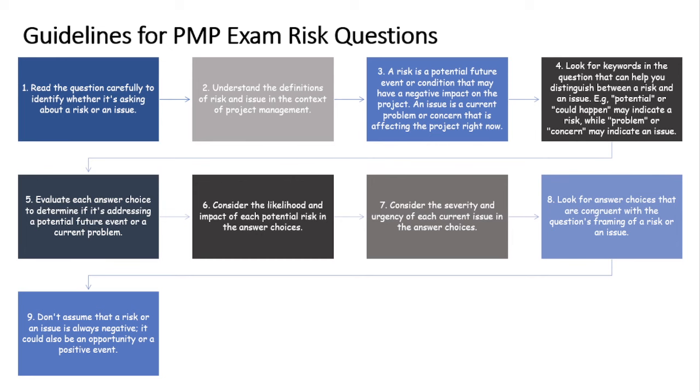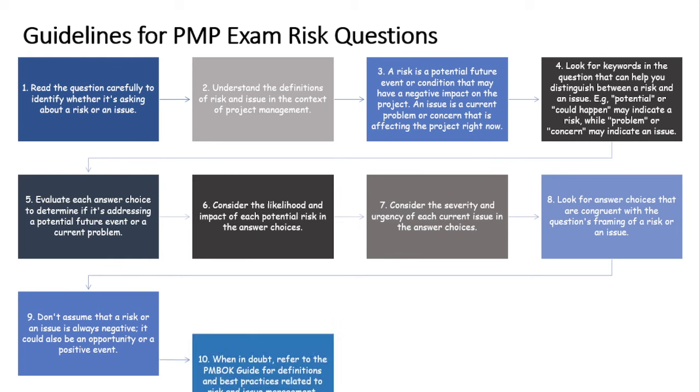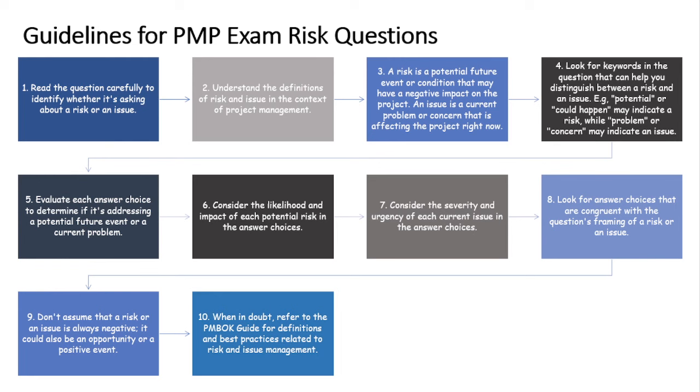If we could gain from it, it's a risk. If it's happening right now and there are things we're bypassing, it's not the opportunity we're bypassing, it's a positive event that we need a strategy for. Number 10, when in doubt, refer to the PMBOK guide for definitions and best practices related to risk and issue management. You know, PMI's world is very different than a lot of other worlds, and that's why people struggle with this. Know PMI's definitions and follow these, okay?